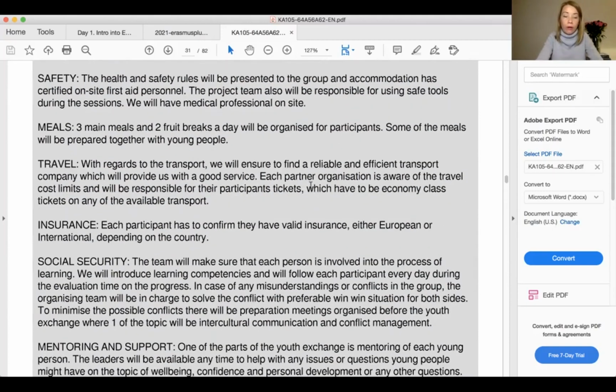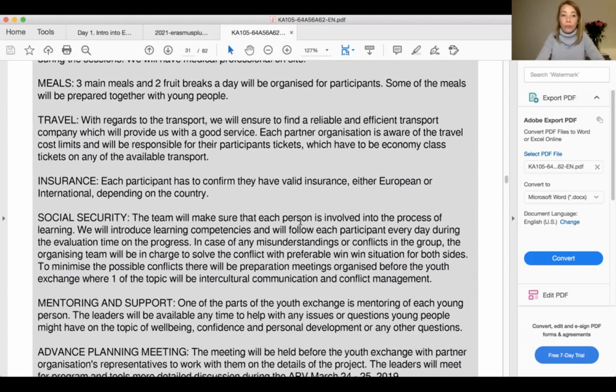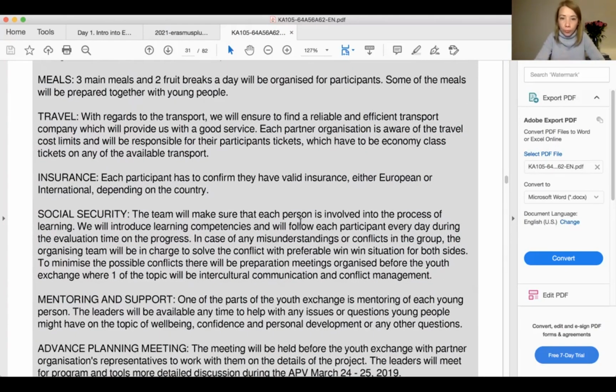And here we have how many meals we're gonna have, how many breaks we're gonna have, what will happen with the travel. So who will be in charge of it? Here we say that each partner organization is aware of the travel cost limits and will be responsible for their participants' tickets, which have to be economy class tickets on any of the available transport. Well, now we would also add the green travel option if we think that it's feasible during the activity we're going to organize.